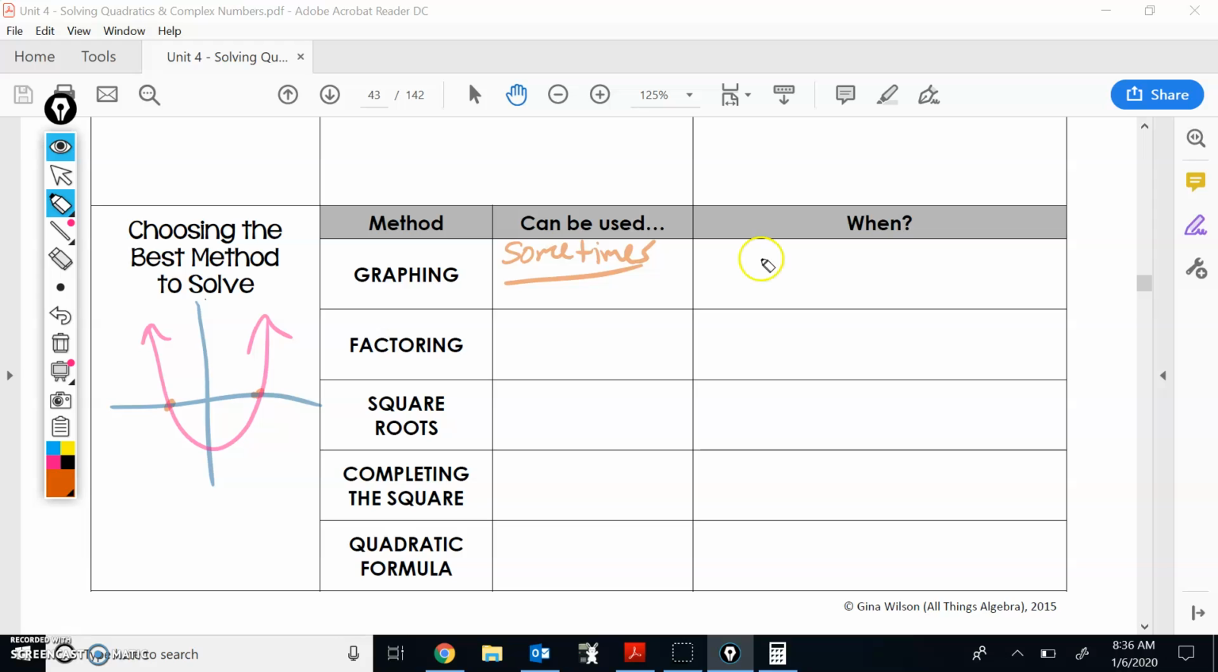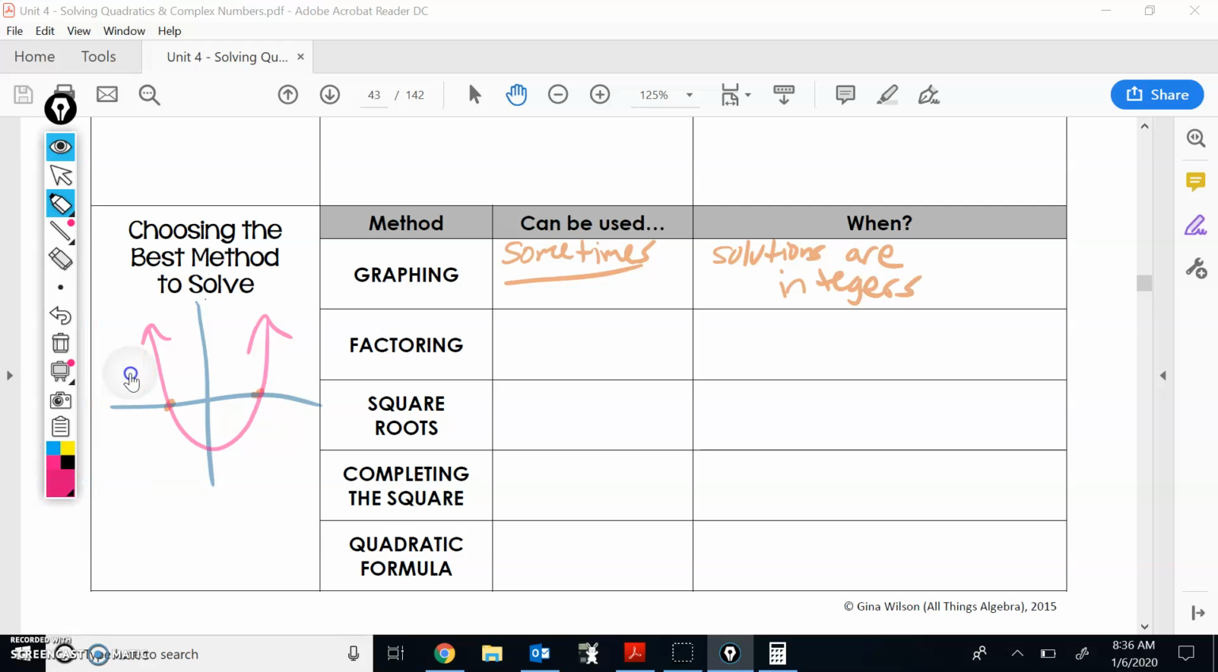It's best when your solutions end up being integers. Because let's say you looked at the x-axis and they weren't perfect, they were kind of in between two integers, you would have to do that trace zeros and left bound, right bound stuff, and that's a little trickier. So it's easiest to use graphing when looking at the table when your solutions are integers.